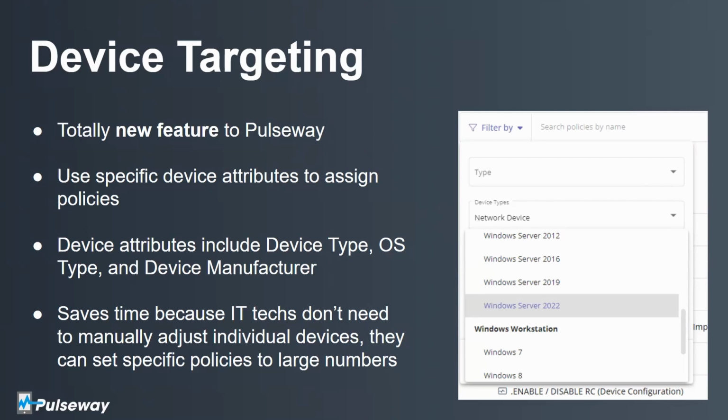So device attributes that can be used in device targeting include the device type, the operating system type, and the device manufacturer. So this really allows you to get very specific in terms of what you want to do, but to do so across many machines all at once. An example of this would be creating an extension and selecting Windows as the operating system type, and then that extension would apply to Windows devices and only Windows devices across your whole infrastructure. This can save a ton of time for internal IT departments dealing with large environments that have a variety of different systems, or MSPs dealing with many clients all at once.